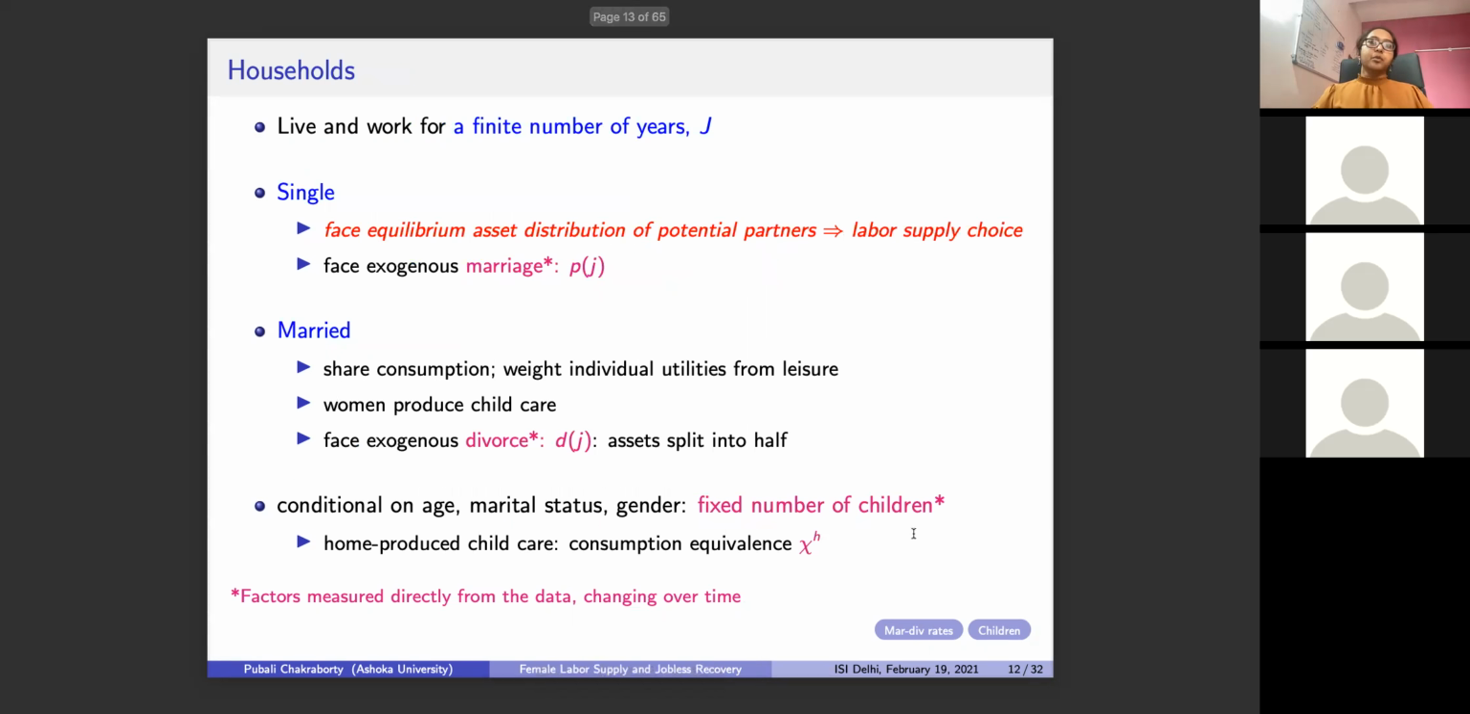Now, let me talk a little bit more about the households. All households live and work for a finite number of years, J. Single households face an exogenous probability of getting married in the next period, which I can again measure from the data. What is the marriage rate? And single households face this equilibrium asset distribution of potential partners, because that is going to feed into the labor supply choices that these households make.